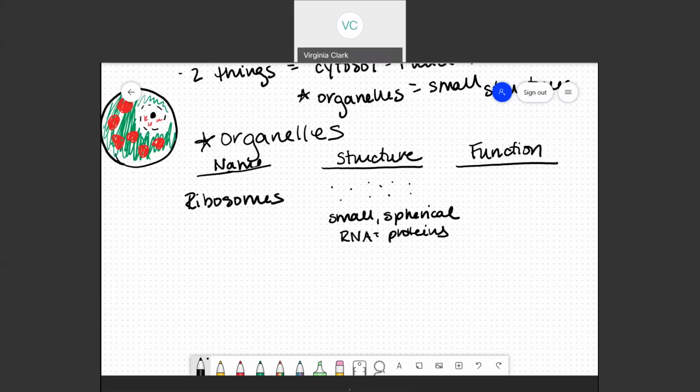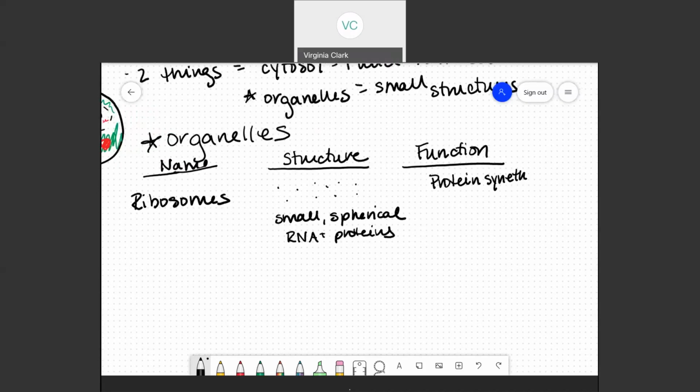The function of ribosomes is going to be protein synthesis. Synthesis means creation or development of. So when we say protein synthesis, we mean that these guys are responsible for creating new proteins. So ribosomes are responsible for creating new proteins for protein synthesis.